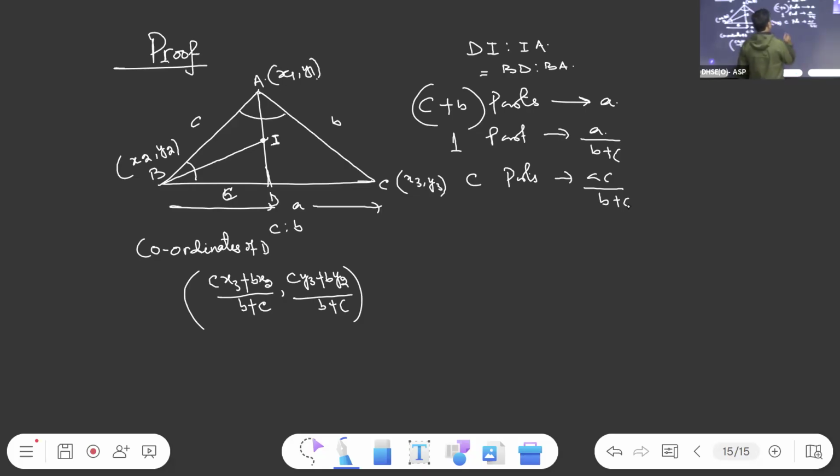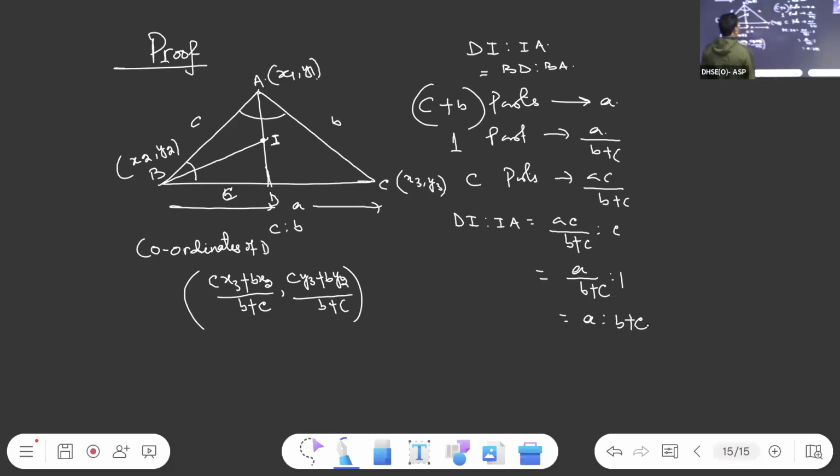So DI is to IA equals BD to BA, which is AC upon B plus C is to C. We can cancel C from both the terms. So A upon B plus C is to 1, or the ratio is A is to B plus C. The point I divides DA in the ratio A is to B plus C.